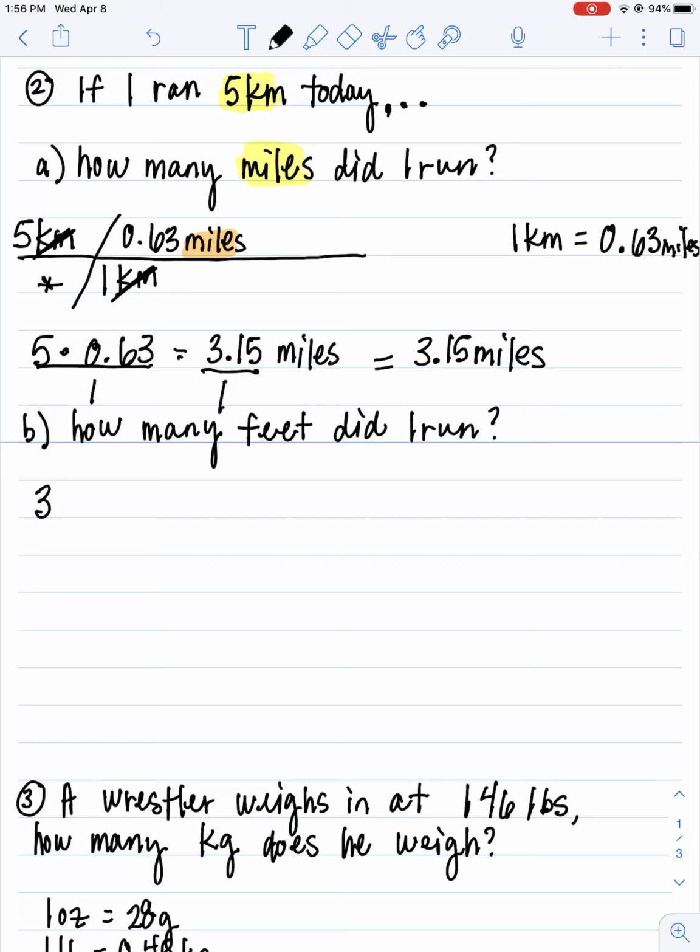And so part B now wants me to know how many feet did I run. Well, think about it, guys. You already know that you're in 3.15 miles. So that's the new given. You got that from part A. And hopefully, over here, if I write down the information we need, hopefully you know that 1 mile equals 5,280 feet. Okay? So 1 mile is equal to exactly 5,280 feet.